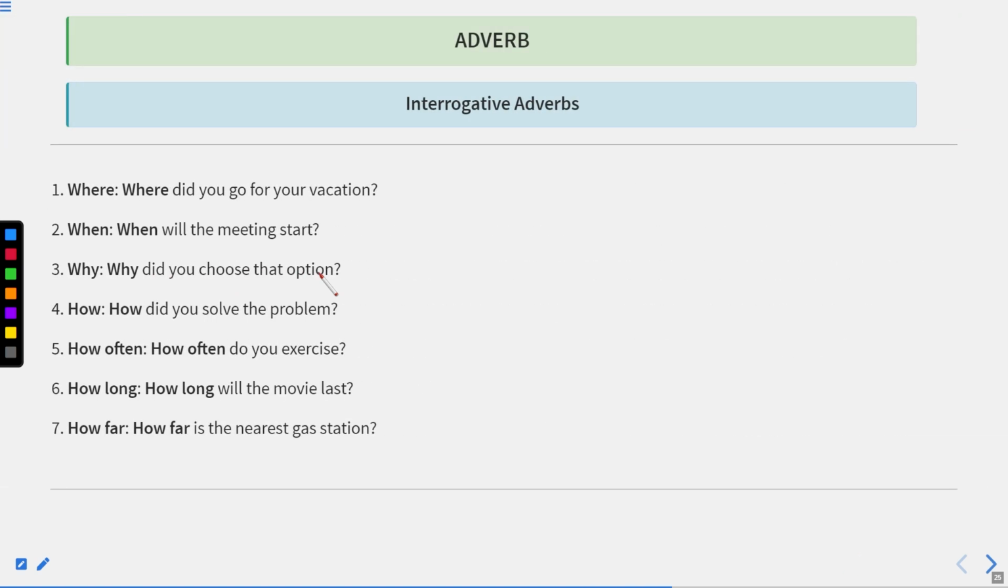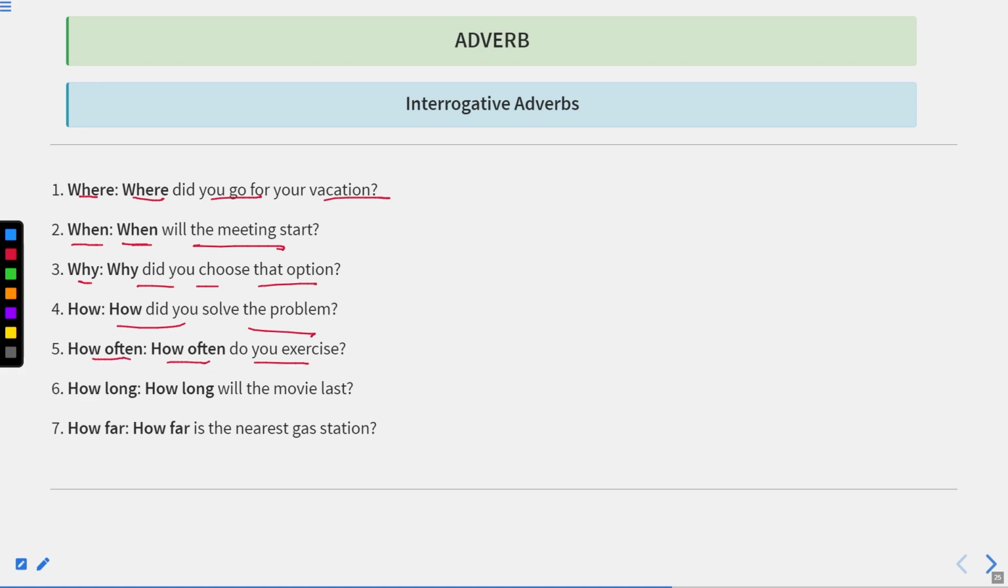Now, some more interrogative adverbs are where. Where did you go for your vacation? So where is actually asking about the place. When will the meeting start? So when shows the time. Why did you choose the option? So why asks for the reason or shows the reason for various purposes, or various cause and effects. How did you solve the problem? It means in which manner.